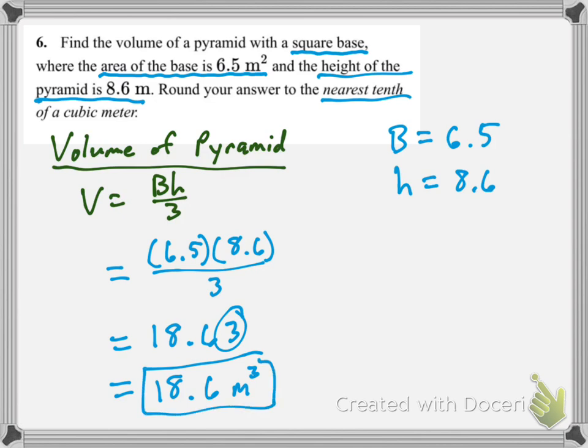So basically the formula is the same as a cylinder, except the shape of the base of a pyramid could be square, rectangle, whatever. For a cone, we know the base is always a circle. That's why we use pi r squared in there.